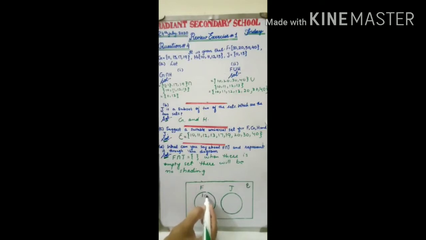And you have to write elements 10, 20, 30 and 40. These are the elements of F set. And for J, 11 and 13. Okay. Now at the end you have to write the operation. Operation between these two sets is F intersection J.